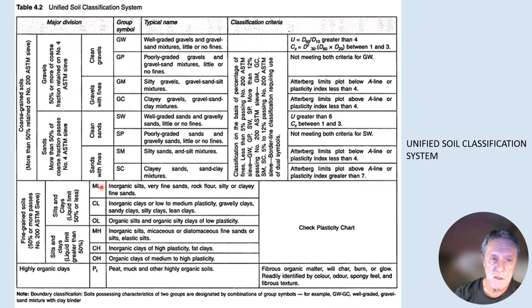Each of these symbols, ML, CL, GW, SW, represents a different type of soil based on their particle size and based on their cohesion, whether they're clays or sands or silts. Okay? It's important to classify soils that you bring back in the lab from the field.